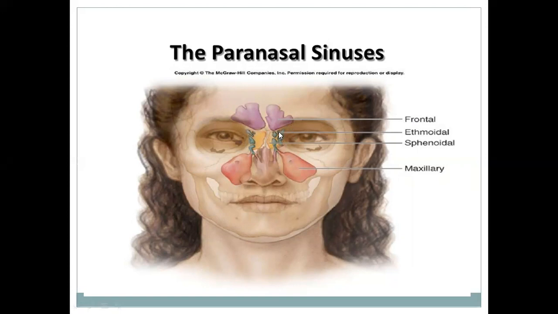And these are the ethmoidal air sinuses in the ethmoid bone, between the orbital cavity and the nasal cavity. So the frontal sinuses, ethmoidal air sinuses, and the maxillary sinuses. I will discuss the maxillary sinus in part 2 of this video.